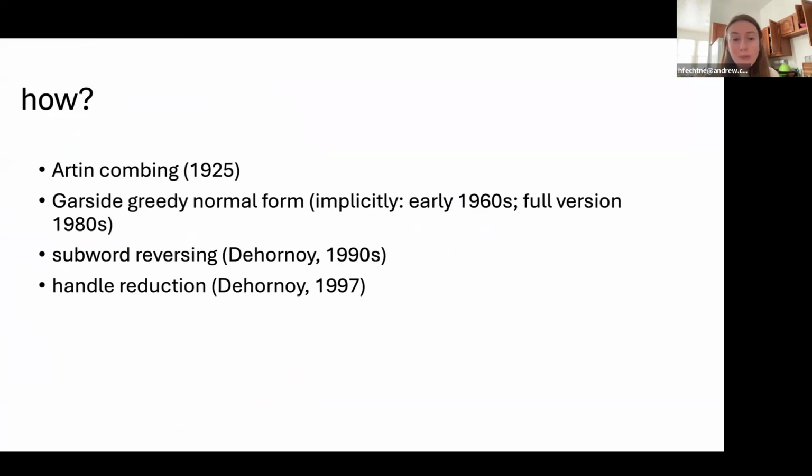So there's Artin and Combing back in the 1920s. Garside, a mathematician from Oxford, had a greedy normal form early in the 60s and it was fleshed out by the 80s. And then Dehornoy, who I'm following, actually came up with two different methods, subword reversing and then handle reduction. I've ordered them in the way I do, from earliest to latest and slowest to fastest. And yet I'm not picking the very fastest, newest one.